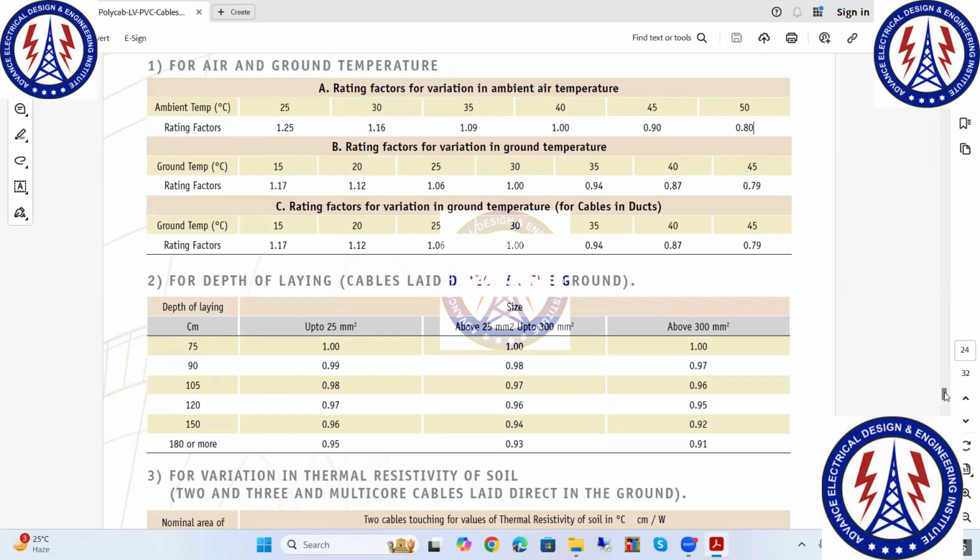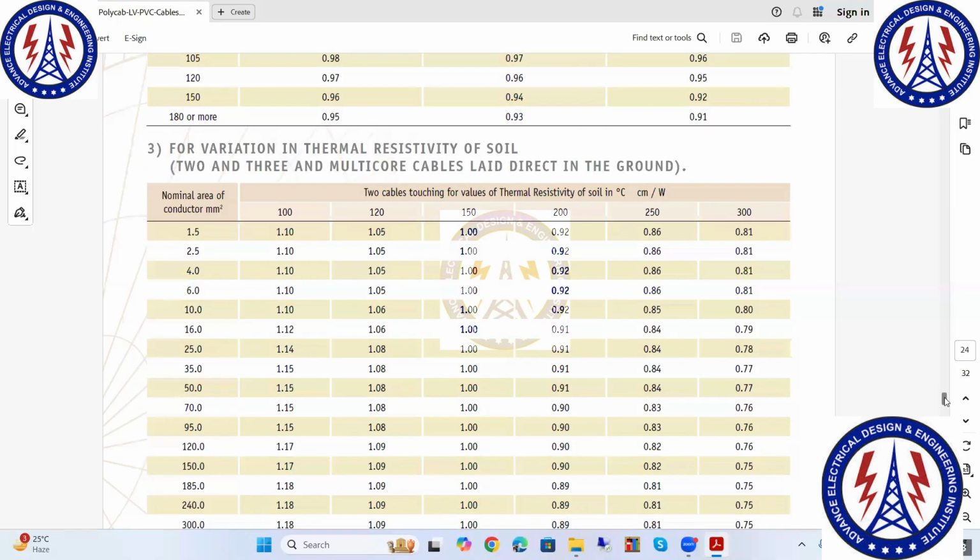Okay. Next is the depth of laying. In India, cables are designed for 750 mm depth of laying. If the depth is more, you can see the derating factor is there. So that needs to be used whenever we are sizing the cable. Last factor is the thermal resistivity. Every soil has different properties, and because of that, heat dissipation will be different in the soil. So this is the factor which will take care of that part.